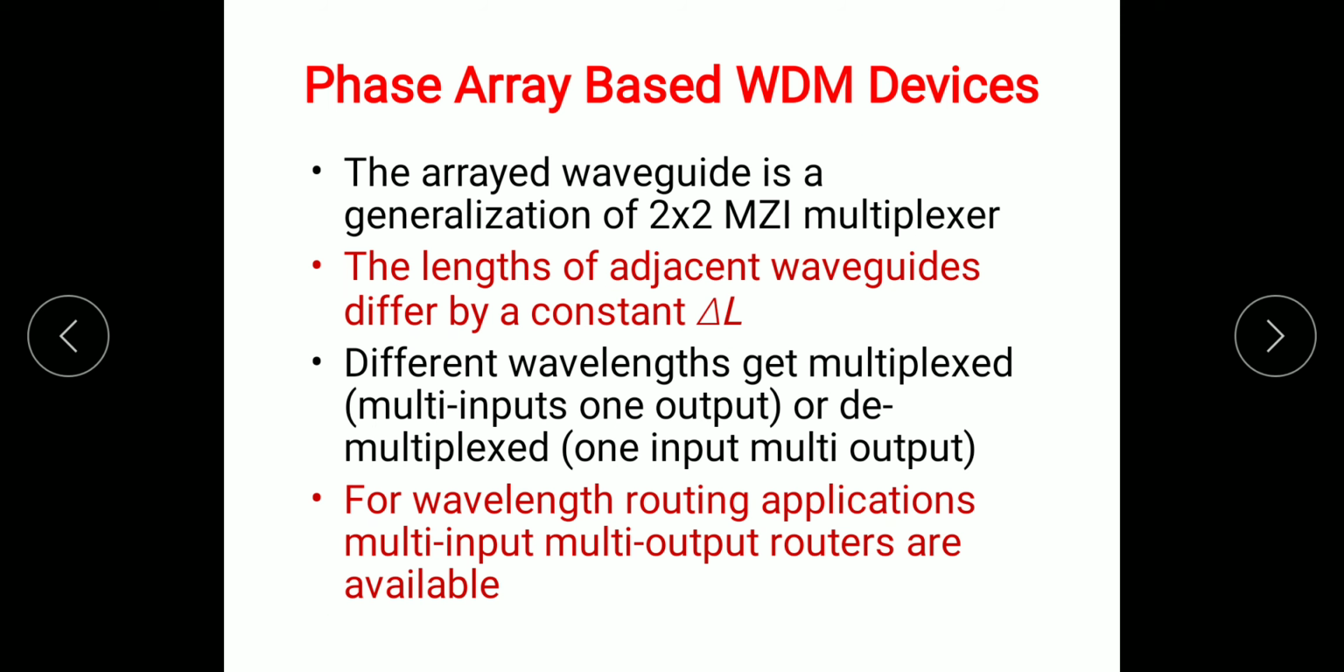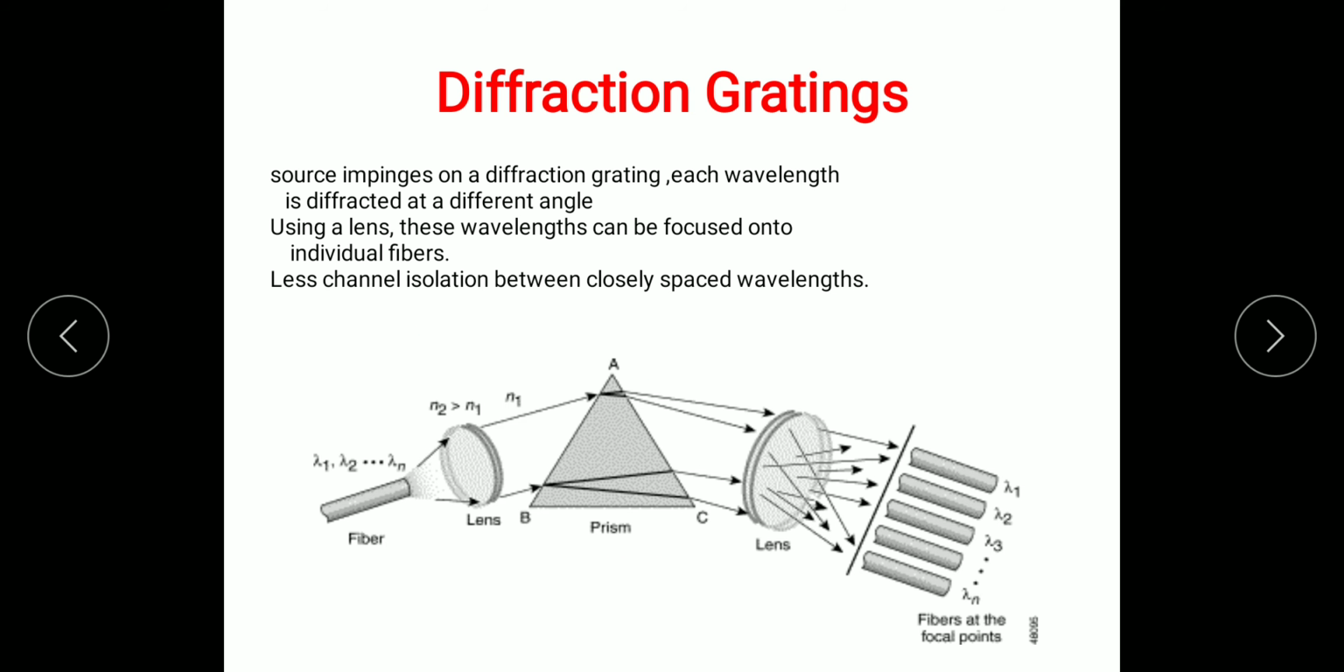Also, we have phased array based WDM devices. The arrayed waveguide is a generalization of the 2x2 multiplexer. The lengths of adjacent waveguides differ by a constant delta L, and different wavelengths get multiplexed or demultiplexed. For wavelength routing applications, multi-input, multi-output routers are available.